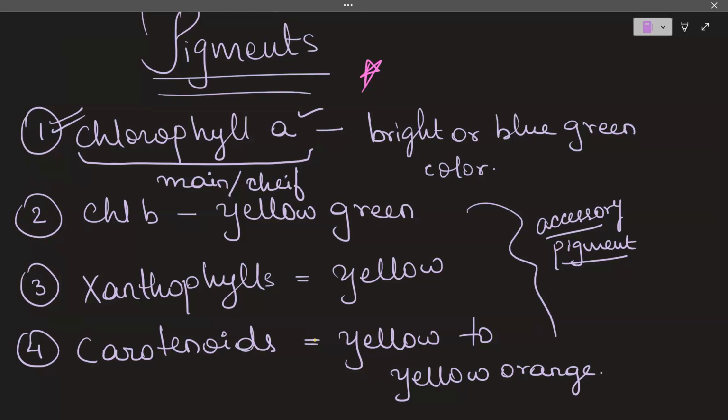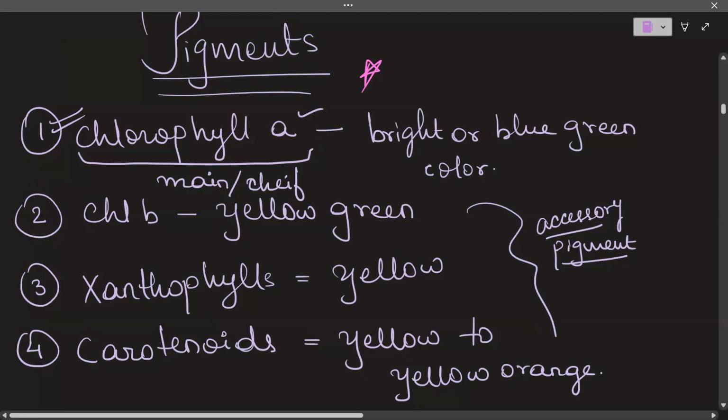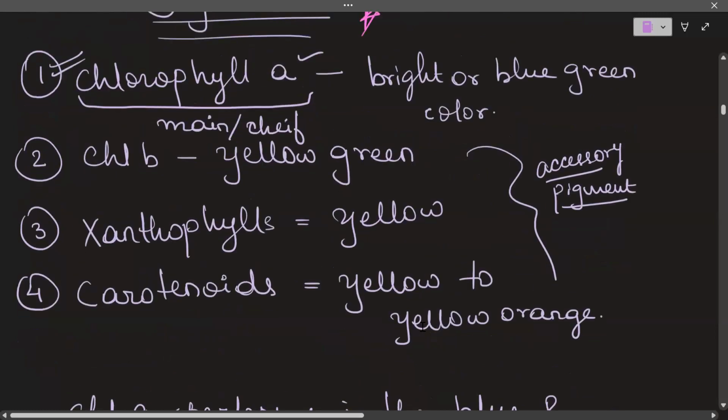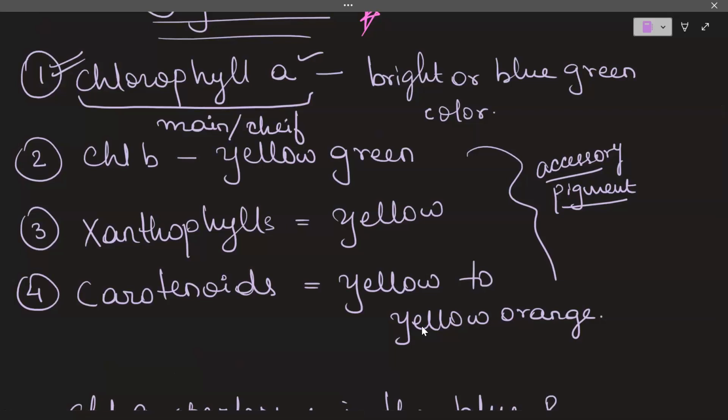Then comes chlorophyll B. Chlorophyll B is yellowish-green in color. Xanthophylls are yellow in color. Lastly, there are the carotenoids, which are yellow to yellowish-orange in color. And all of these are known as accessory pigments. They are not the main pigment for photosynthesis. But like how you understand accessory, right? It is like things that help in the process of photosynthesis, but they are not the main helpers.